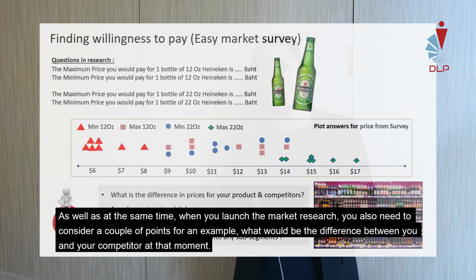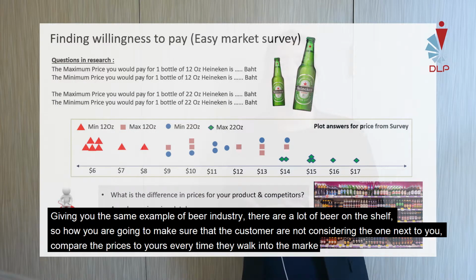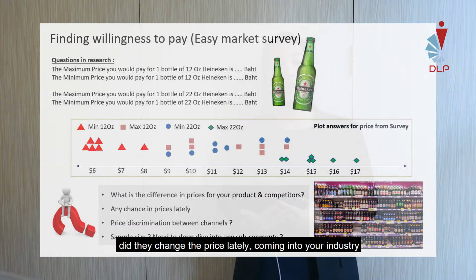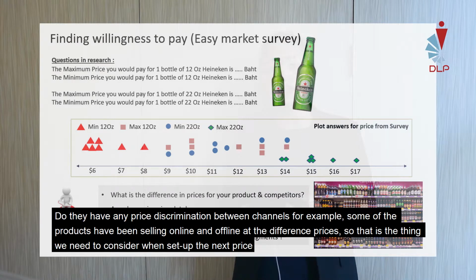At the same time, when you launch market research, you also need to consider a couple of points. For example, what is the price difference between you and your competitor at that moment? Using the same example of the beer industry, they have a lot of beer on the shelves. How are you going to make sure the customer is not considering the beer next to yours compared to your price every time they walk into the market? Or have they had any recent price change in your industry? Do they have any price discrimination between channels? For example, some products are sold online and offline at different prices. That is something we need to consider when setting up the price.